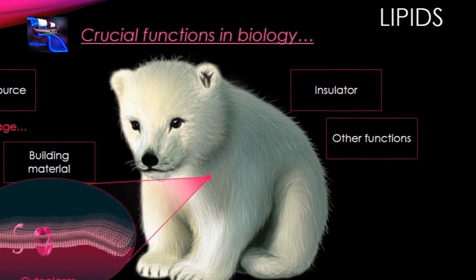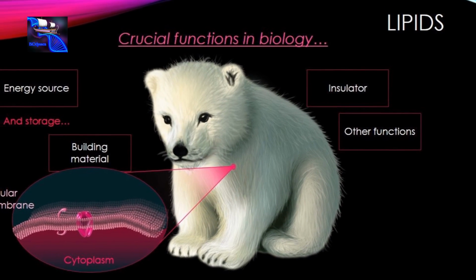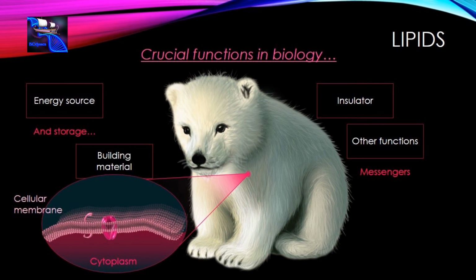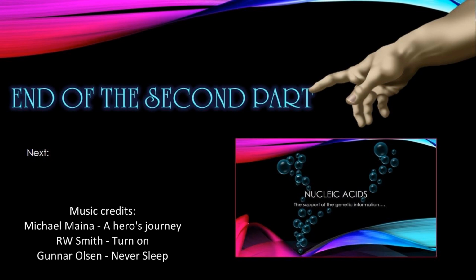Lastly, lipids play an important function in cellular signalization. Steroids in particular may act as messengers to transmit information from one cell to another. They can anchor some molecules to cellular membranes or be involved in enzymatic reactions. Finally, lipids have a key function in vision thanks to the retinal, an isoprenoid. Here we are. Now we know the most important points about lipids.